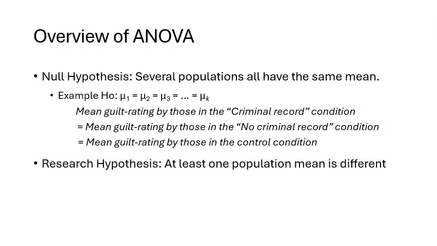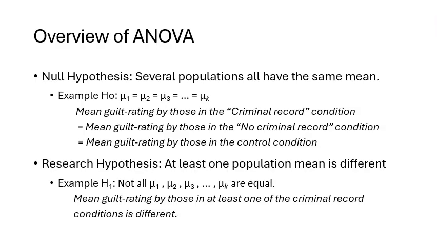The research hypothesis is a little bit different. We state it's just that at least one population mean is different. So we might say not all of the means for the groups are equal. We might state it that way. Or in words, we might say the mean guilt rating by those in at least one of the criminal record conditions is different.